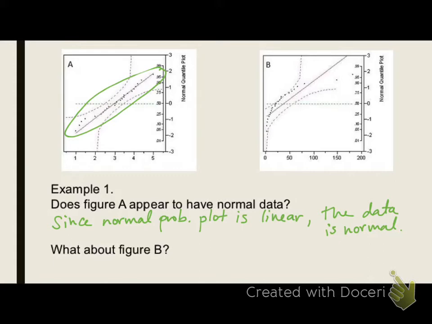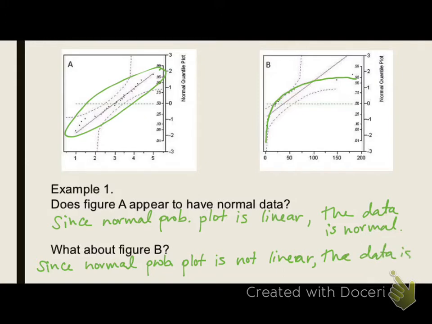What about B? Does it look linear? No, it forms a pattern. So since the normal probability plot is not linear, the data is not normal.